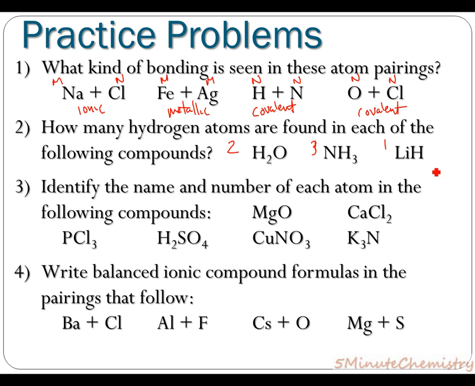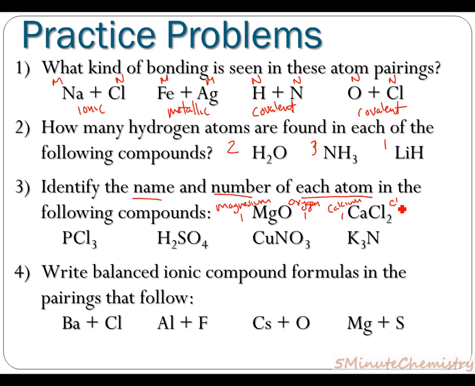LiH. Number 3, we're going to identify the name and number of each atom. So we want the name and the number for each atom in these compounds. So looking here, we see Mg, that is magnesium. And I don't have a subscript, so there's only 1. Then O, oxygen, no subscript, so there's 1. Now Ca, that's the symbol for calcium, no subscript, so there's 1.